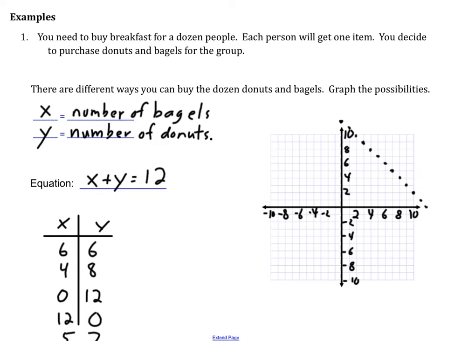But notice we just put dots on the whole numbers. We did not shade in between. We also don't extend to negative numbers because we aren't going to buy a negative number of bagels or a negative number of donuts. So we do not put arrows on the end. These dots are actually all the solutions.